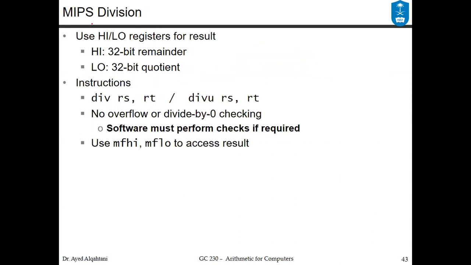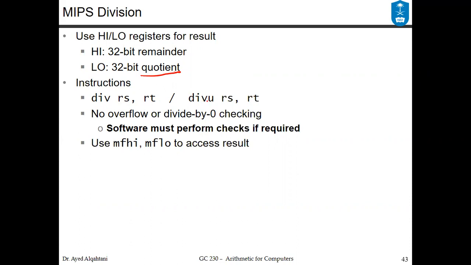Now, for the MIPS instructions, the MIPS division uses again the high-low registers for the result. The high would be the 32-bit remainder. The low is the 32-bit quotient. Now the dividend needed 64 bits. This is why you have these instructions. You have divide or div, RS and RT.